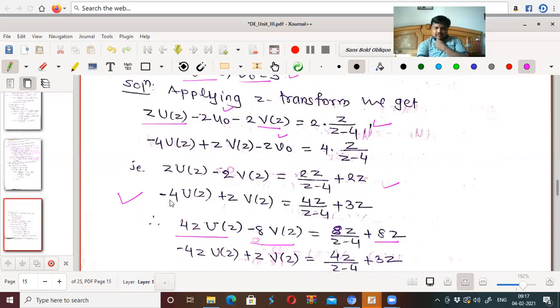Why we are writing this? We know that for solving simultaneous equations, you have to equate the coefficients of either the first variable or the second variable. Here U of z and V of z are the two variables we are considering, and equating the coefficients of U of z. So for equating the coefficients of U of z, I will multiply, this is 4 minus 4 times U of z. Is it not z into U of z? Sorry.